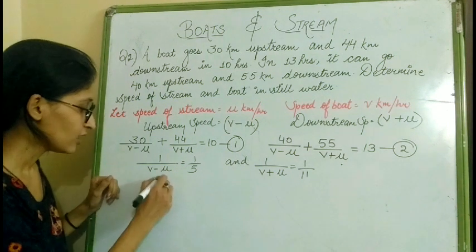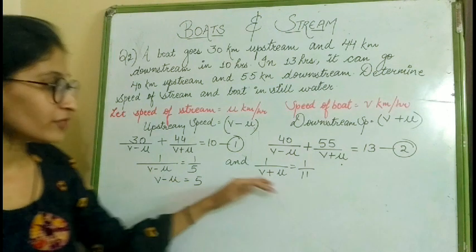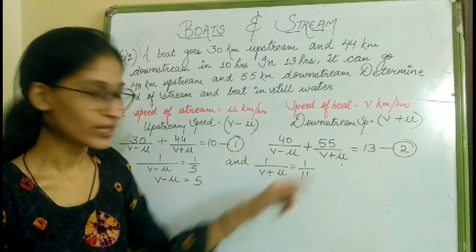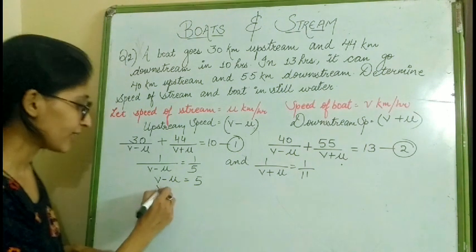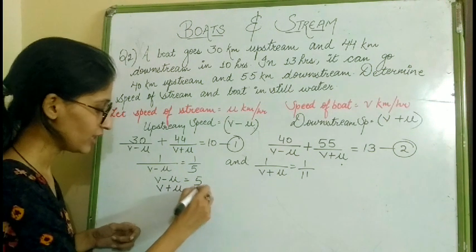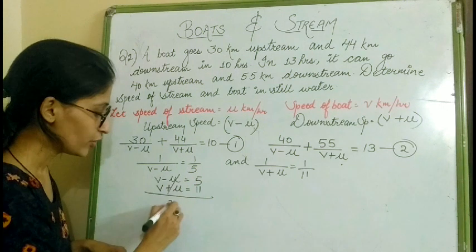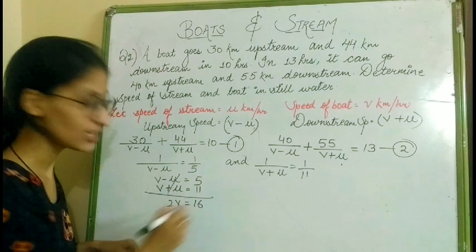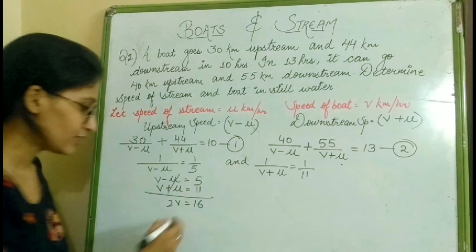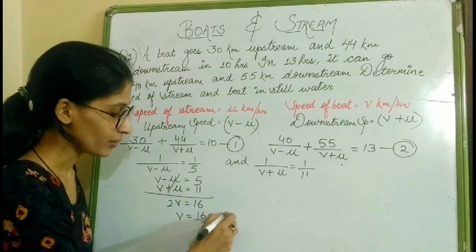Cross multiply, v minus u equals 5. 1 upon v plus u equals 1 upon 11. Cross multiplying, v plus u equals 11. Adding these both equations, 2v equals 16. From here I am going to get v equals 8 km per hour.